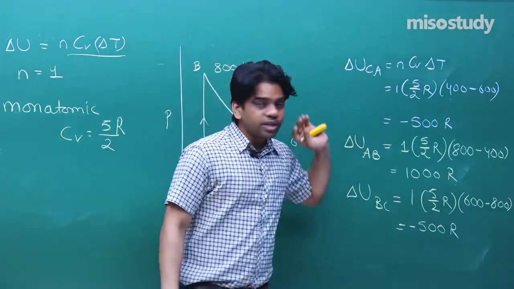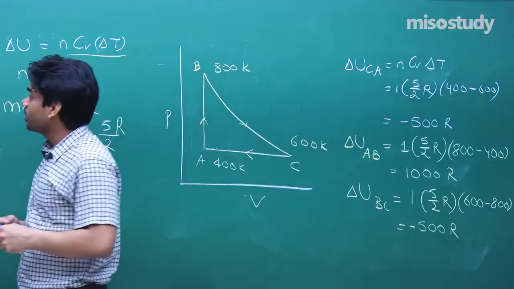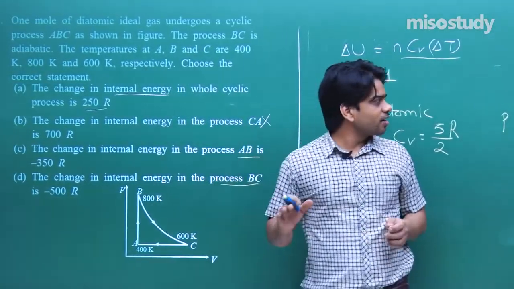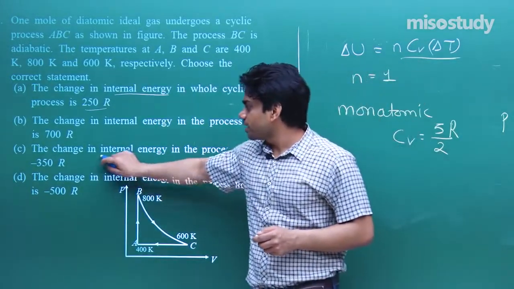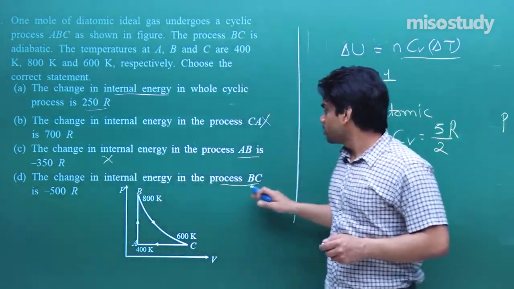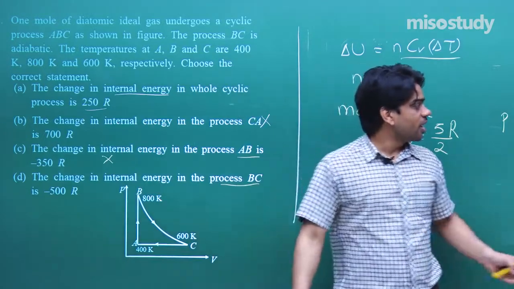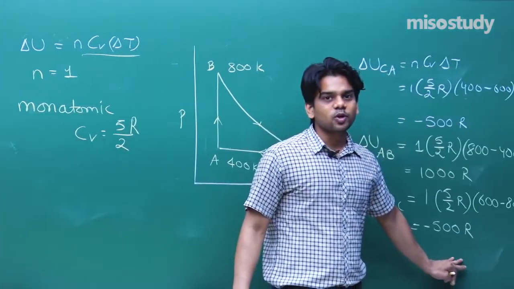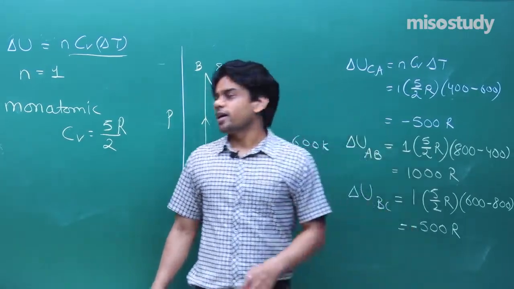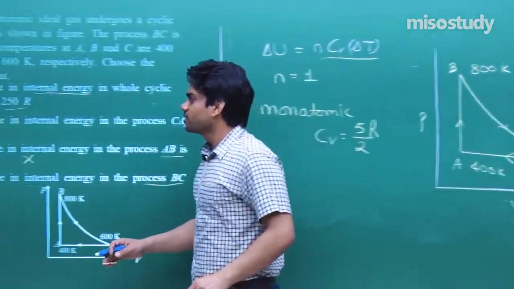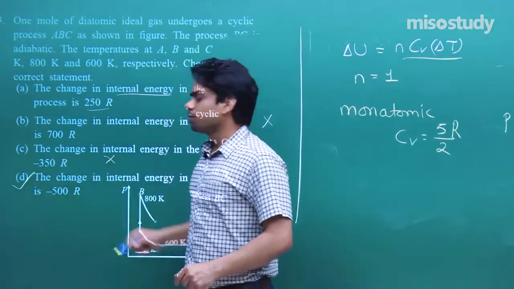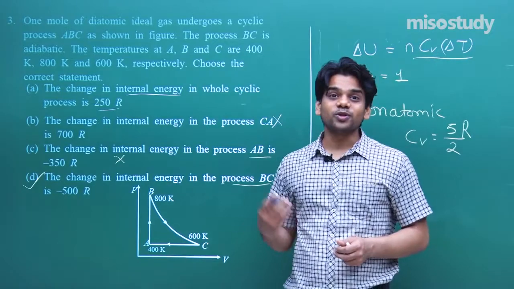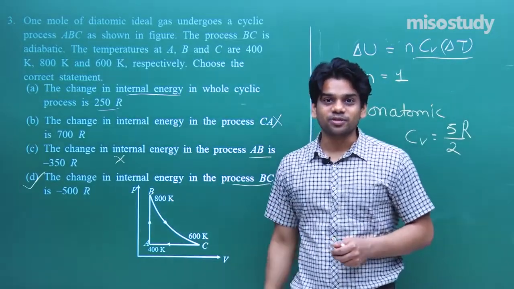For C to A, we got minus 500 R, and it's given as 700 R. That's incorrect. For A to B, it's given as minus 350 R, and we got 1000 R. That is incorrect. For BC, it's minus 500 R, and for BC, we got minus 500 R. That is clearly visible. Let's go and check the last option, option number D. That's the right answer. So the correct answer will be option number D for this question. You don't have to worry, that is how we can actually proceed. That is what we'll be obtaining in this question.